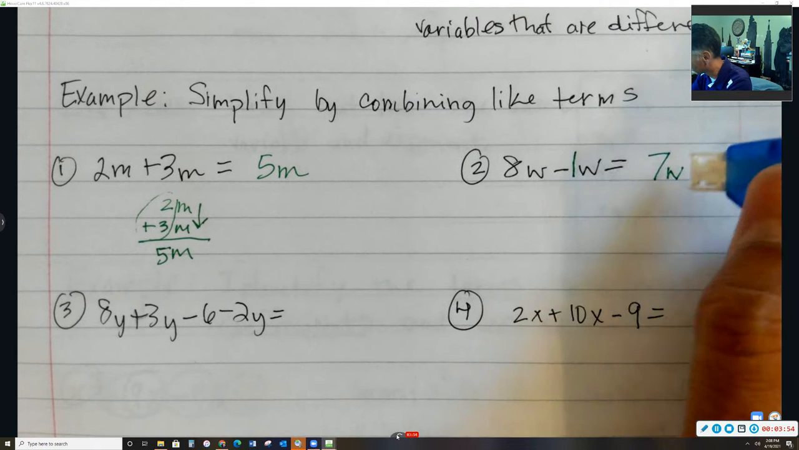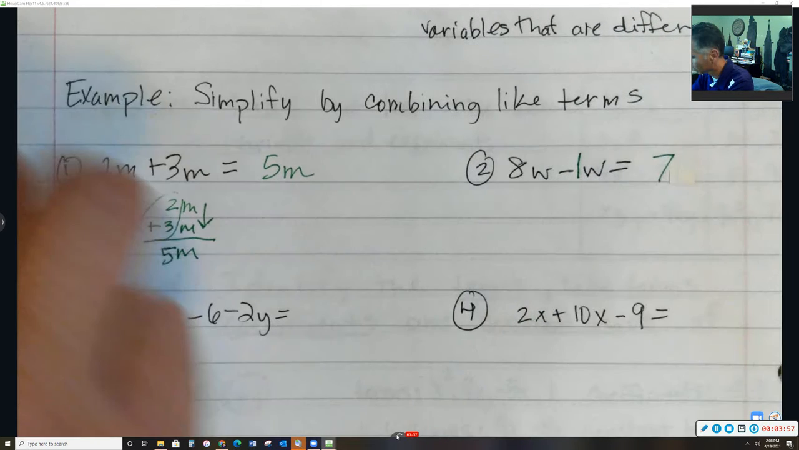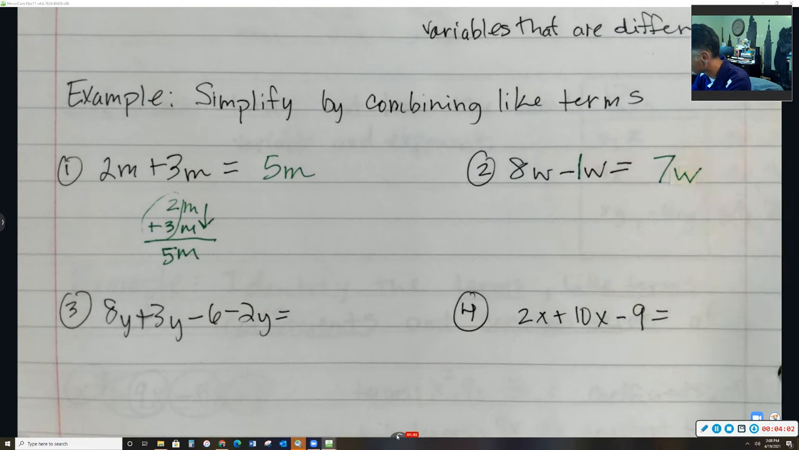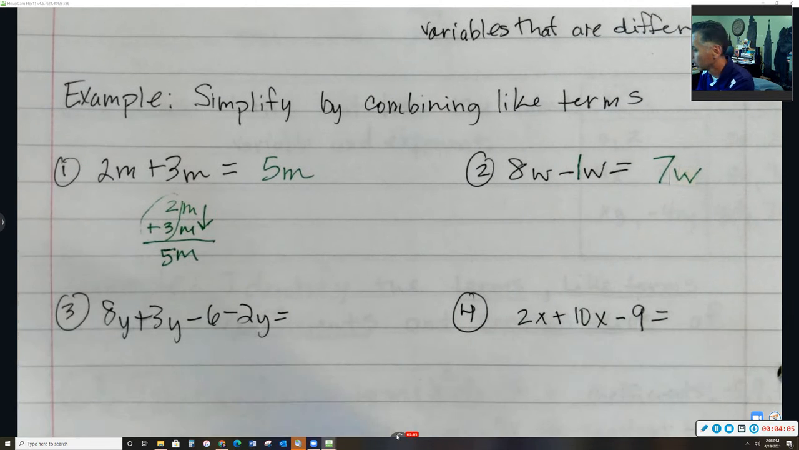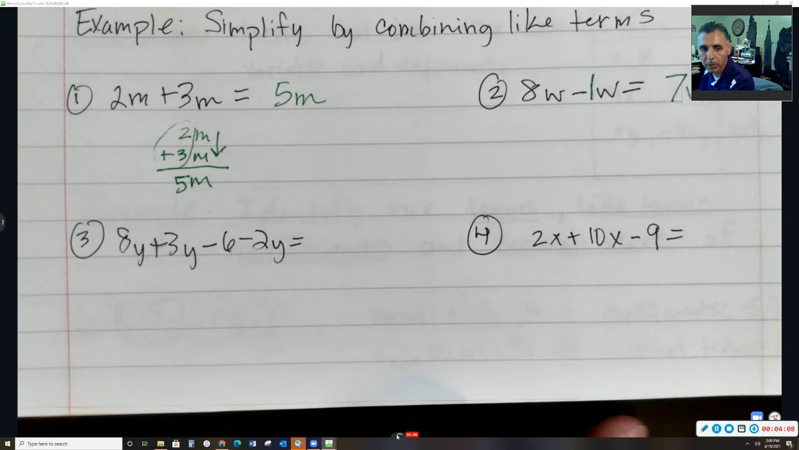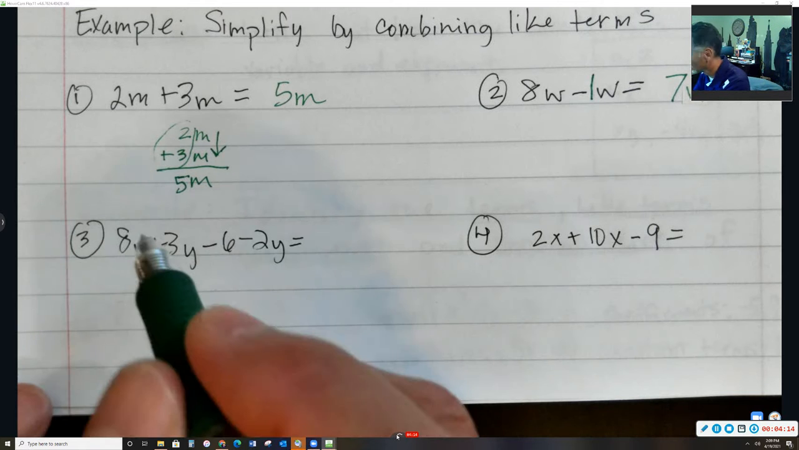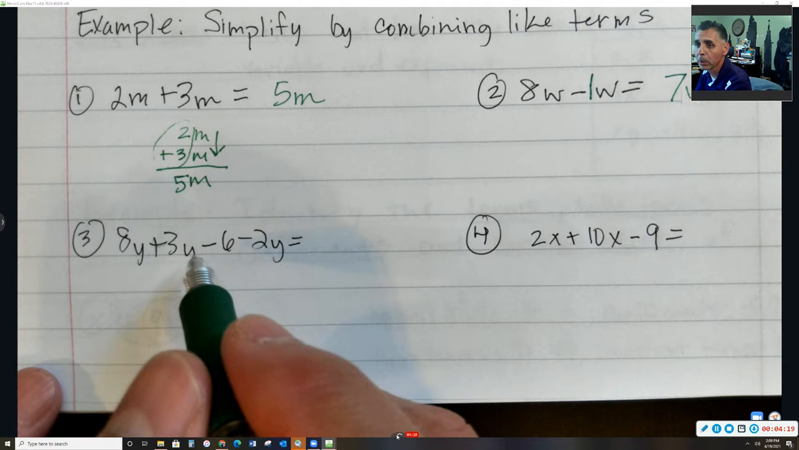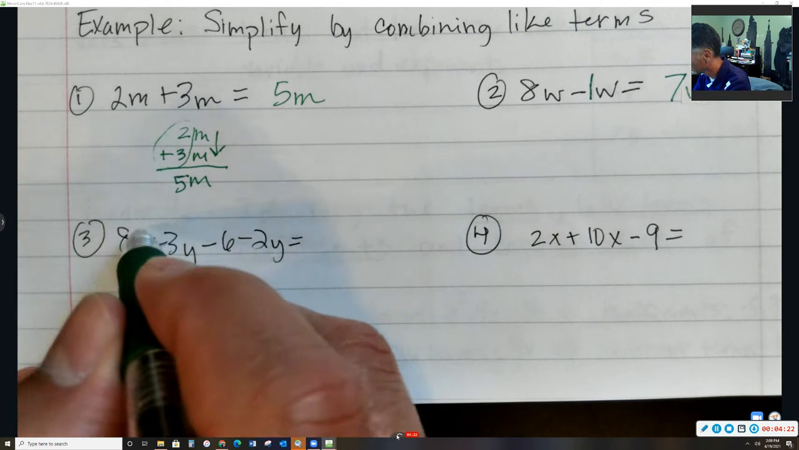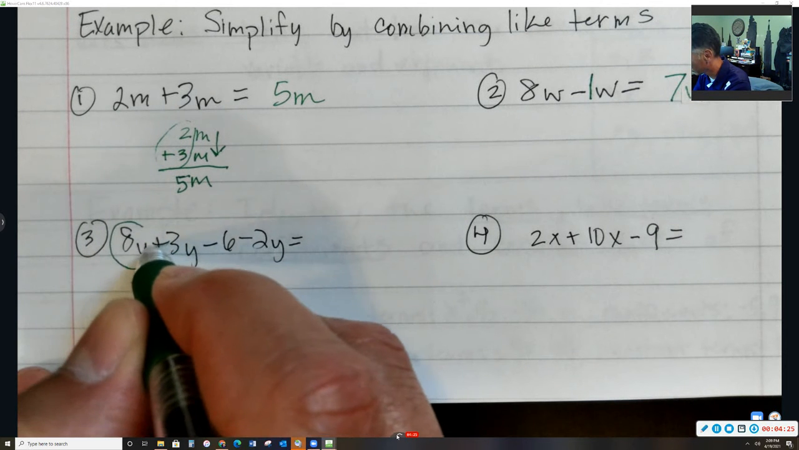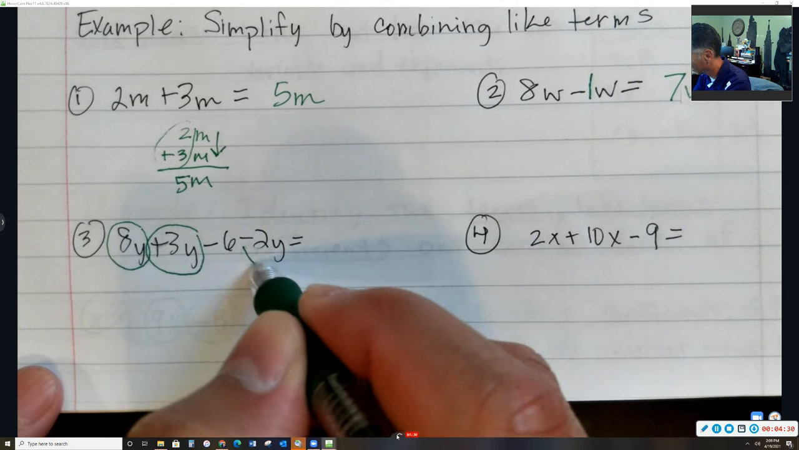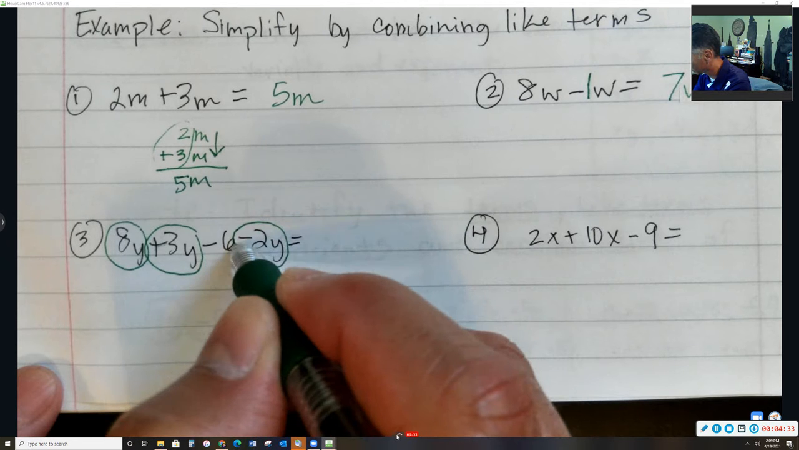Let me rewrite this. 7w. There you go, that's better. So let's move on to number 3. So number 3, what you want to do is go through and identify all the ones that are the same. Okay? I like to circle the ones that are the same, or square the ones that are the same, or even put a triangle around the ones that are the same. So for example, 8y plus 3y, and then the last one minus 2y, those are all like terms.